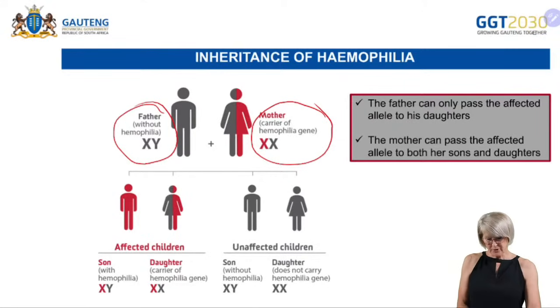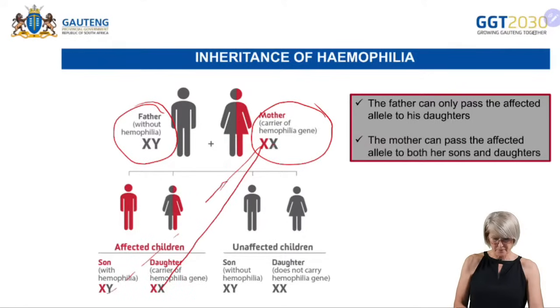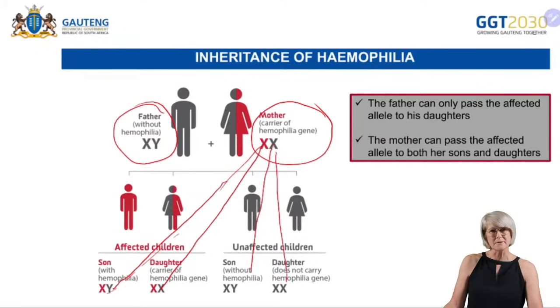So when we have a look at the cross, when it's passed on, you can see the mother has passed on that X to two of her offspring, and the other two offspring received the normal X, the allele for normal blood clotting. Okay, so the father can only pass the affected allele to his daughters, and in this case the father does not have the allele, but the mother can pass on to both her sons and her daughters.